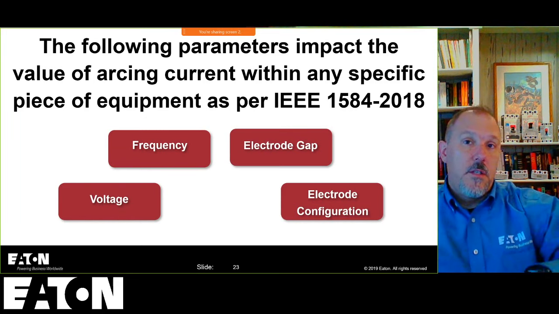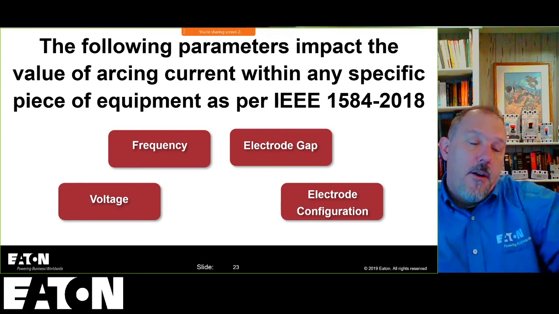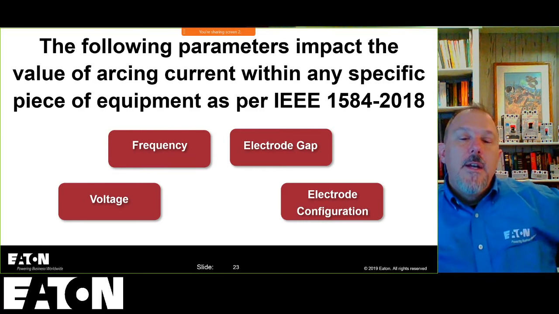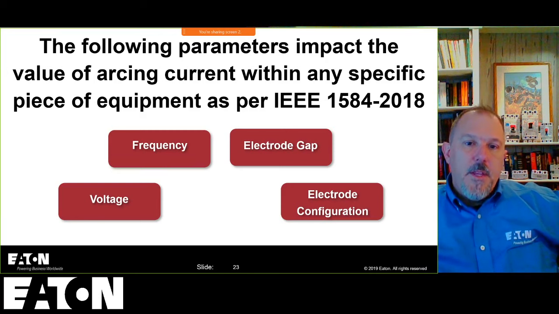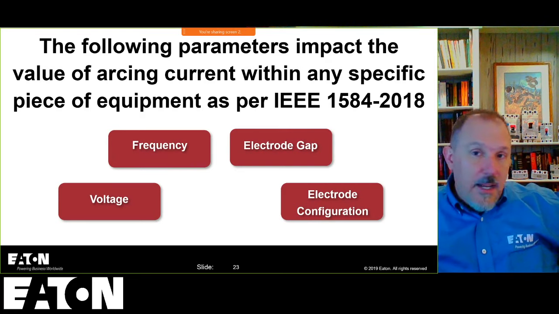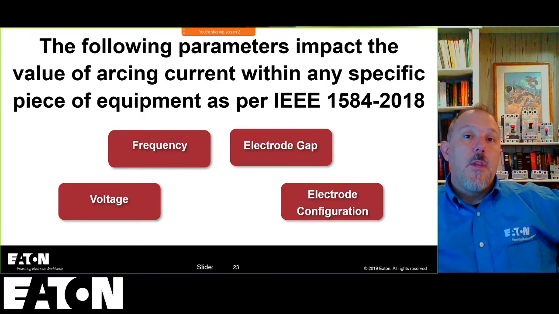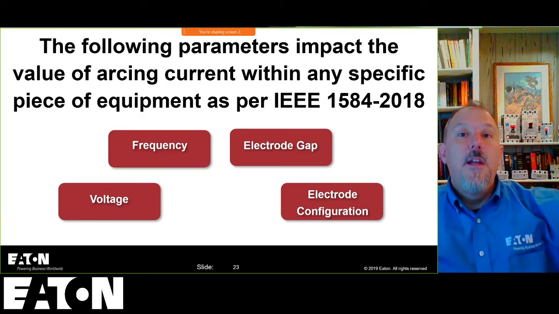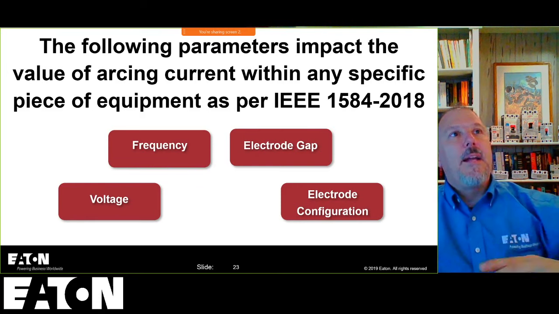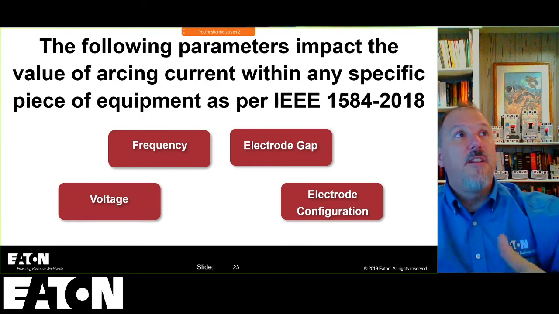So we know the electrode configuration, and obviously the amount of fault current that you have. But the electrode gap, the electrode configuration, voltage and frequency, those are the 4 key parameters. The size of the enclosure does not impact the arcing current calculation. The size of the enclosure will impact how much energy you see in front of the equipment.